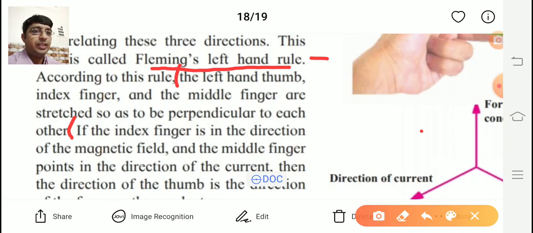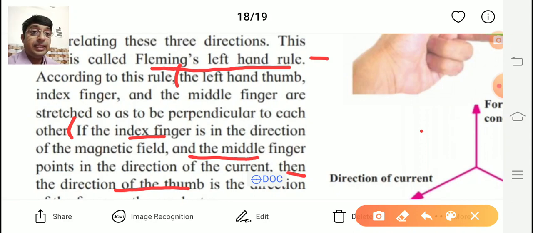Now here the sequence is very important. If the index finger shows the direction of magnetic field, first of all, the index finger shows the direction of magnetic field, and the middle finger shows the direction of the current. Then at the last, what do we write? Direction of the thumb shows the direction of the force on the conductor. Now check here. Clear? First index finger, second the middle finger shows the direction of current.